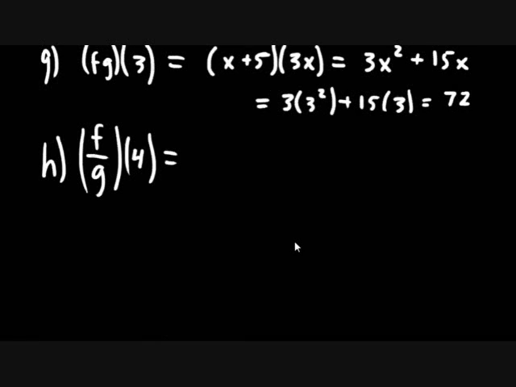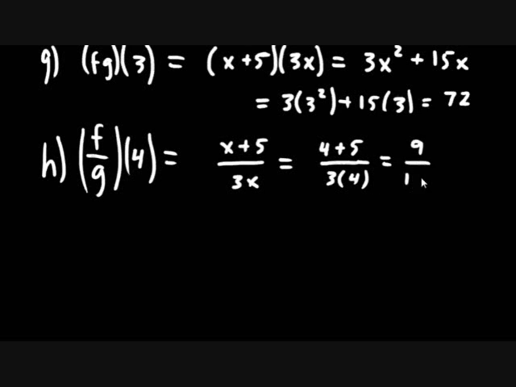And the last one, f divided by g of 4. So plugging 4 into f, we get 4 plus 5, which is 9. And then plugging 4 into g is 3 times 4, which is 12. So we have 9 divided by 12, which is the same as 3/4 once we reduce that fraction. So it's not too bad, eh?